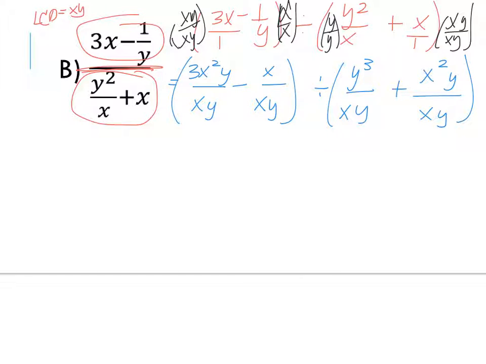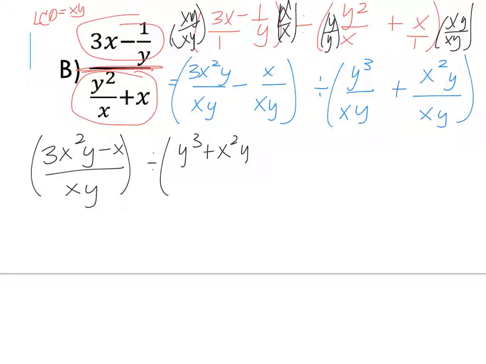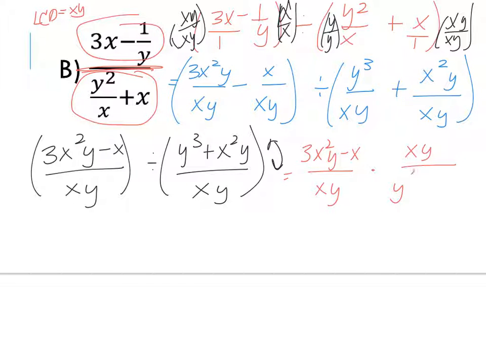Now combine those fractions. If we combine, we will get 3x squared y minus x over xy divided by y cubed plus x squared y over xy. Remember now we've got to flip. So when we flip, we will get 3x squared y minus x over xy times xy over y cubed plus x squared y. Once again, xy is going to cancel.